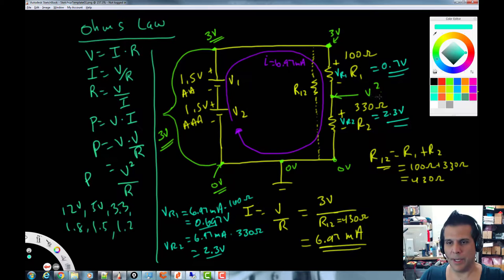Now, what's the voltage V? I still want to ask this question. So we're at 3 volts right here. We drop 0.7, so we must be at 2.3 volts here.